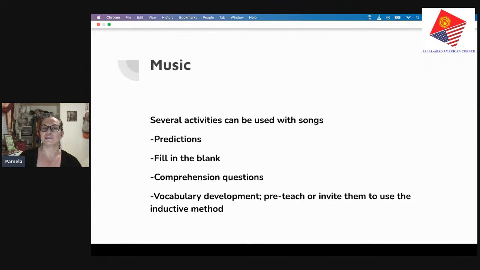So you might want to also choose a name that's not very common in Kyrgyzstan or not very familiar. Maybe they'll have a harder time guessing. And have them guess what country it's from. And guess what the song is about.